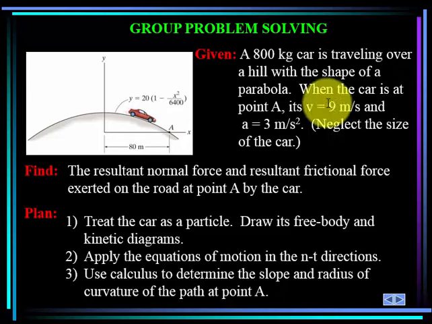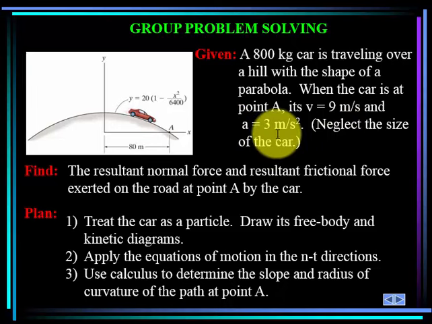Next problem, we have a car traveling over a hill. The shape of the hill is a parabola given as y equals 20 times the quantity 1 minus x squared over 6400. When the car reaches point A, which is 80 meters away from the crown of the hill, it has a velocity of 9 meters per second, and it has an acceleration of 3 meters per second squared. We are neglecting the size of the car.